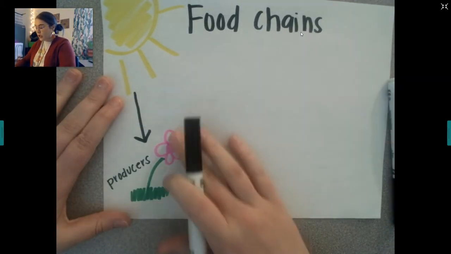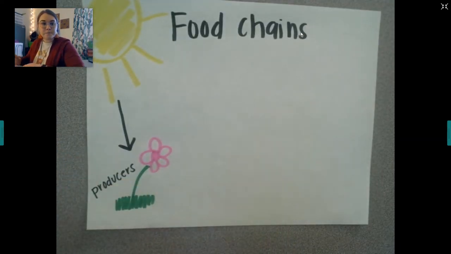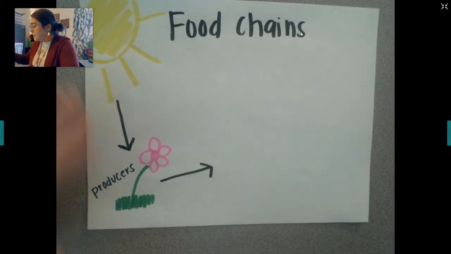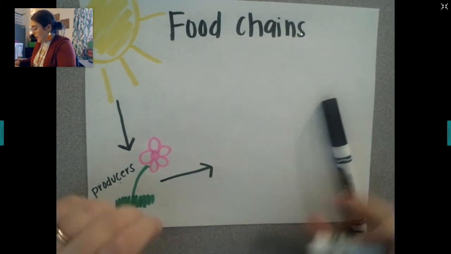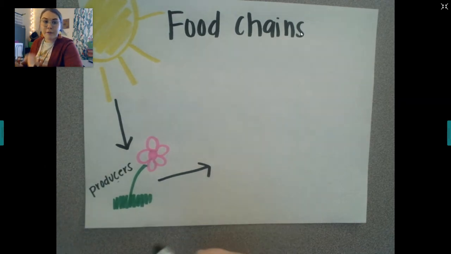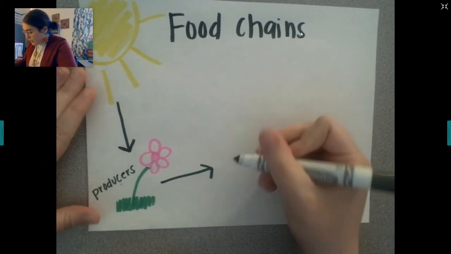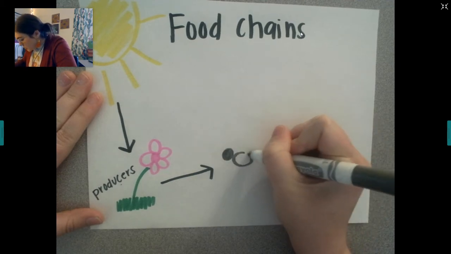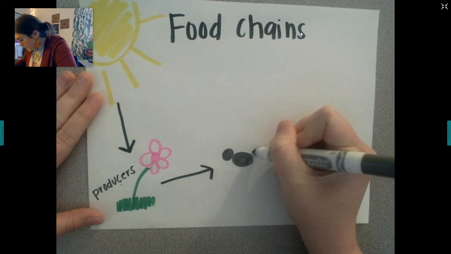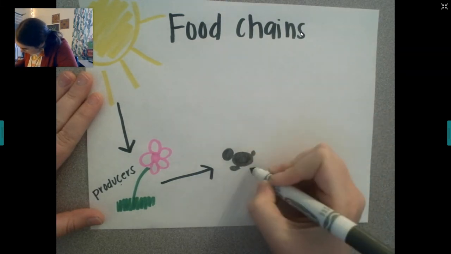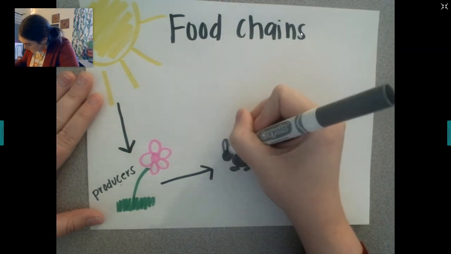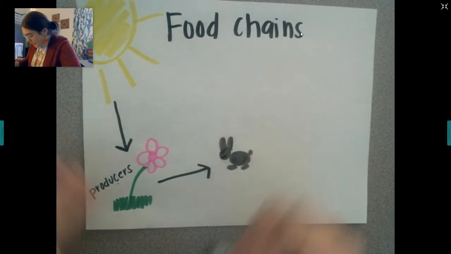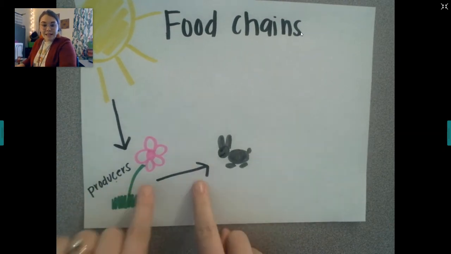So after producers, what comes after a producer? What could eat a flower? Well, in my video last time, I drew a little bunny that a lot of kids here at school thought was a very funny bunny, but I don't know how to draw a bunny any other way. So I'm going to draw a bunny. And yes, my bunny is extremely small compared to this giant flower because it can be. So here's my bunny. And this bunny is going to eat the flower, right? Because that's what bunnies do. They eat flowers.